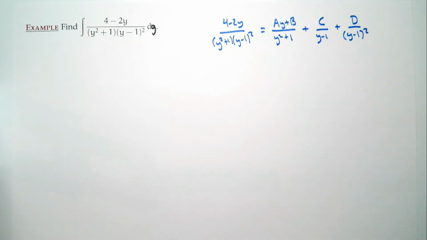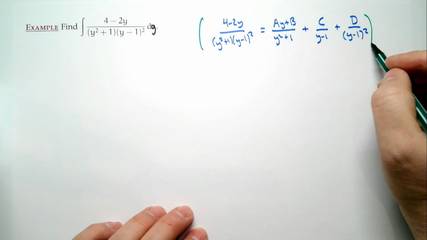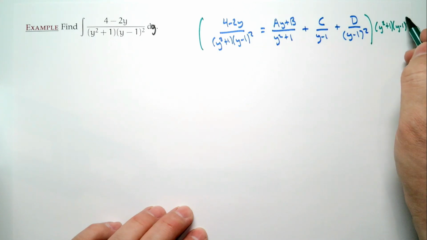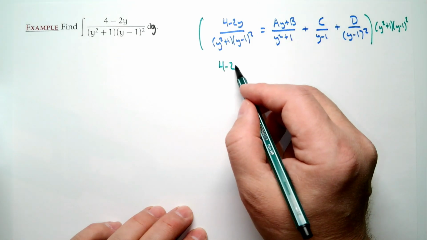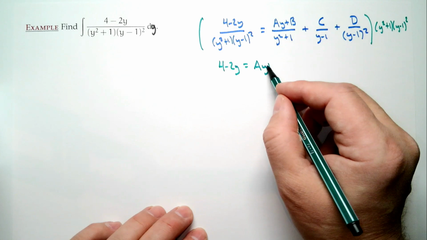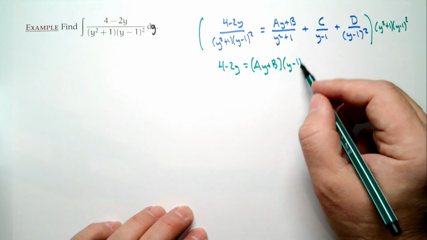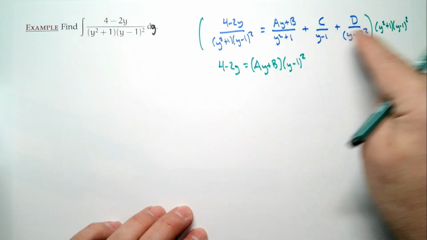Clear your denominators. Okay, so we're going to multiply everything, both sides, by y squared plus 1 times y minus 1 squared. On the left-hand side, we're going to get 4 minus 2y. Over here we get ay plus b times y minus 1 quantity squared, because the y squared plus 1's cancel.